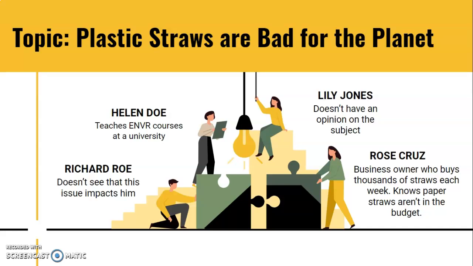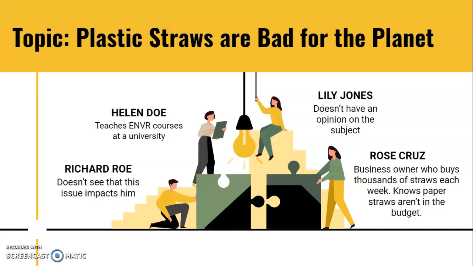So after looking at these characters, who do you believe agrees with what you are saying the most? I would say it'd be Helen Doe. She teaches an environmental course at a university, so she probably agrees with you and understands that plastic straws are bad for the planet because there's a lot of scientific evidence to support that. So Helen is going to be the easiest person to get on your side because she already believes what you're saying. So what should you do with her?